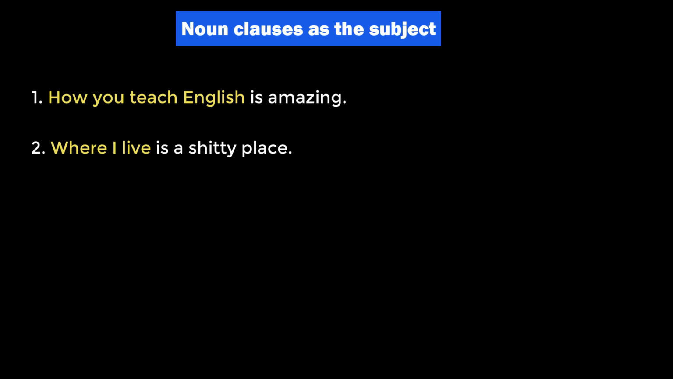Now, I do not know the name of the place, or maybe I do, I just don't want to tell you that. So I'm using a noun clause: where I live is a shitty place. I can say Rajiv Chowk is a shitty place. I can say Mayur Vihar is a shitty place. I just don't want to take the name of the place, right? That's why I'm using a noun clause to refer to the name of the place. Where I live is a shitty place. I'm just joking. Let's look at the next example.